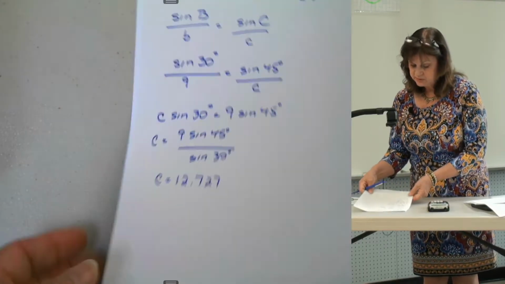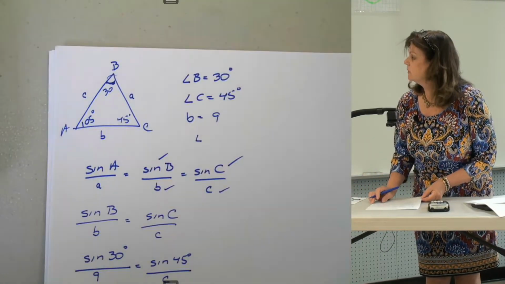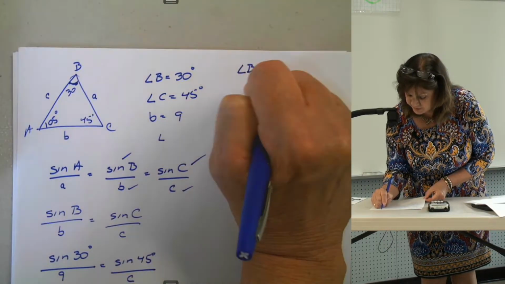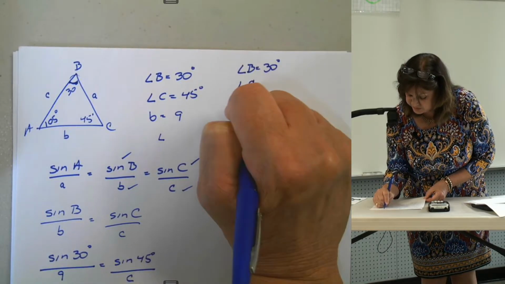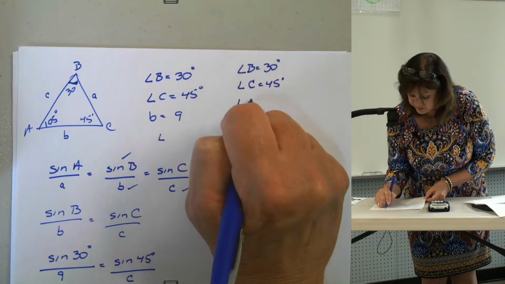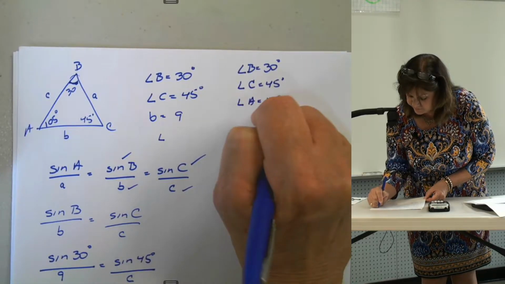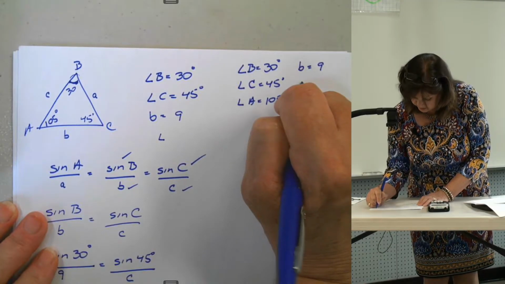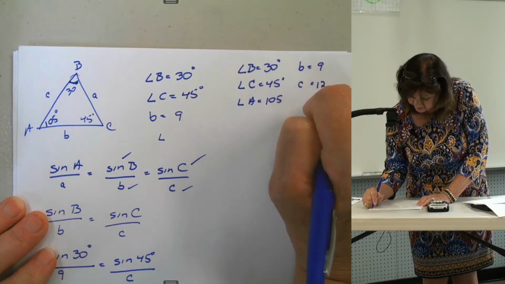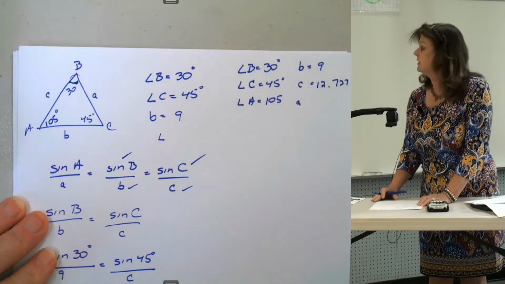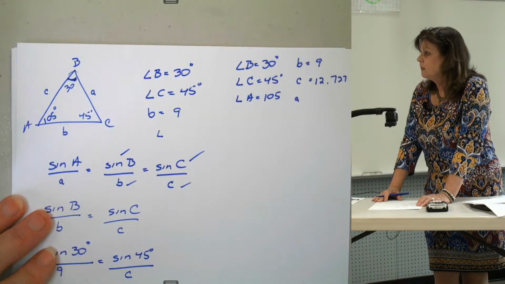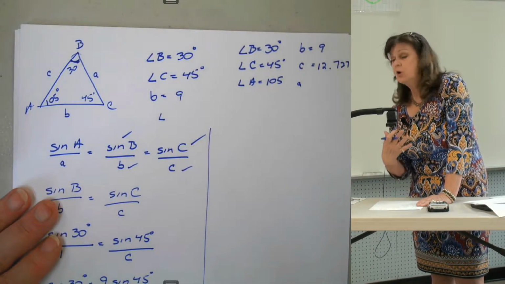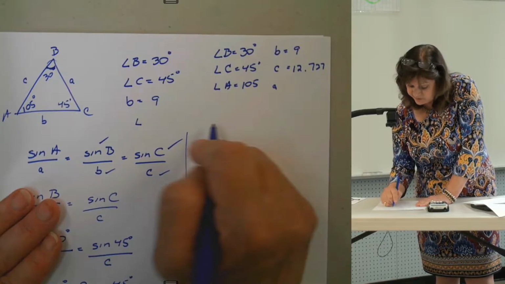Okay, so out of our triangle we know, let me come up here and make this a little cleaner for you. Angle B is 30, angle C is 45, angle A is 105. Length B is 9, that was given. We just found length C, 12.727, and now we're looking for length A. Well, we know length A has got to be the longest length we have, and we were given all the B information, so let's just go back there.